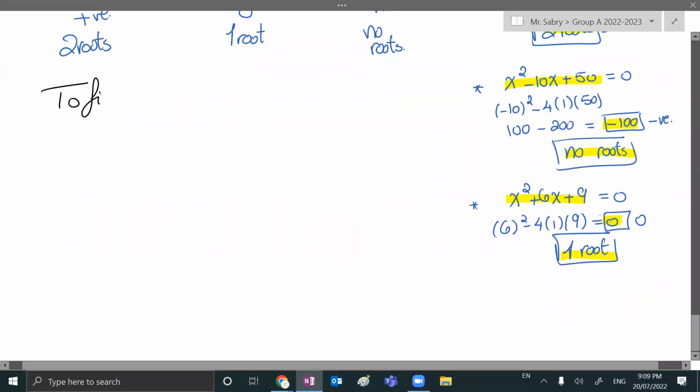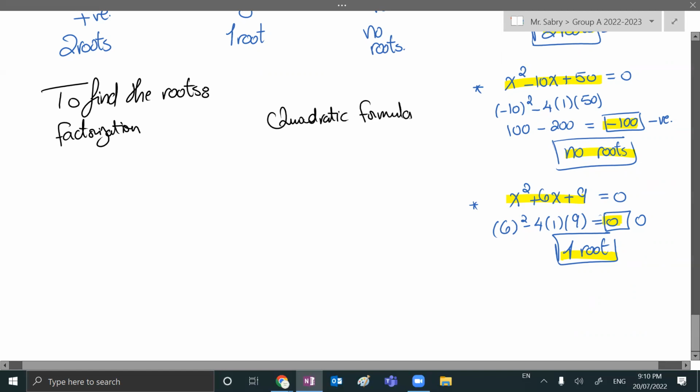Last thing, to find the roots themselves. So to find the actual values, to find the x equals, there are 2 ways to do this. It's either by factorizing, or by the quadratic formula. These are the 2 possible ways to find the actual roots. How do I do it?